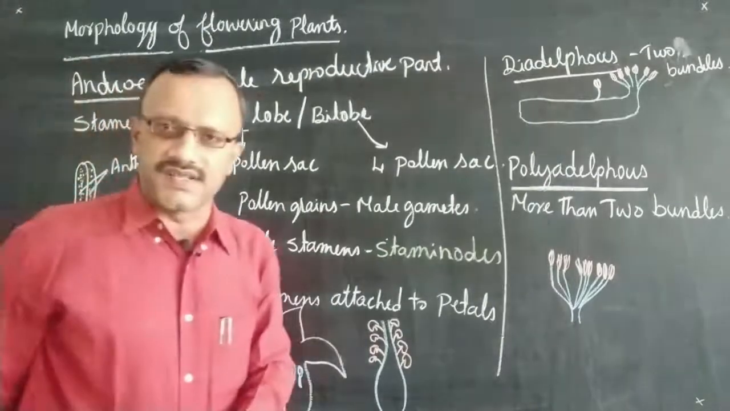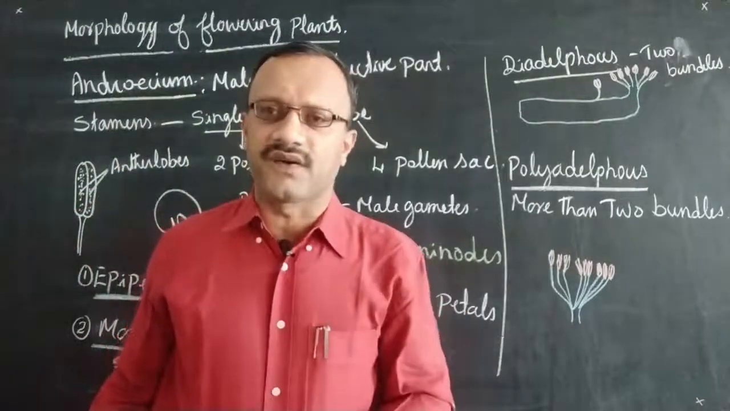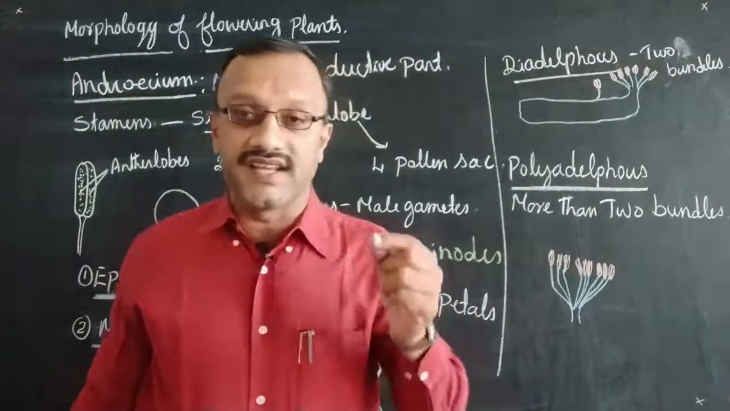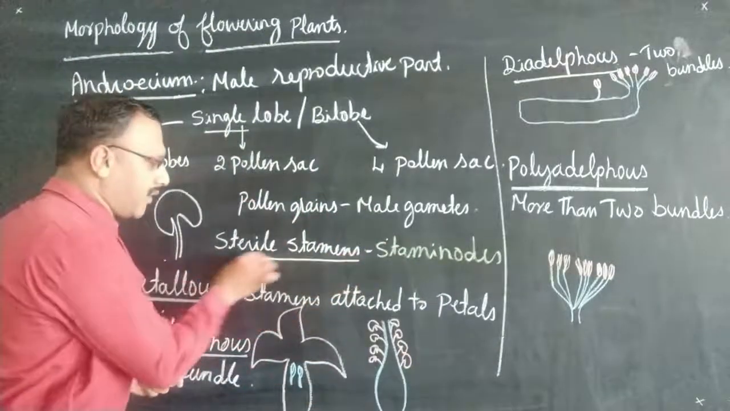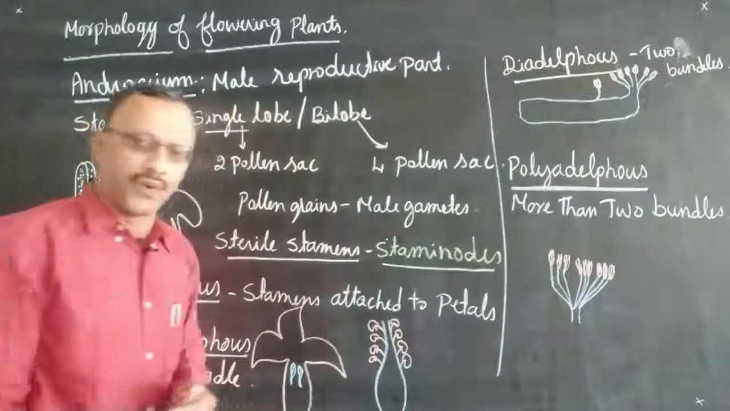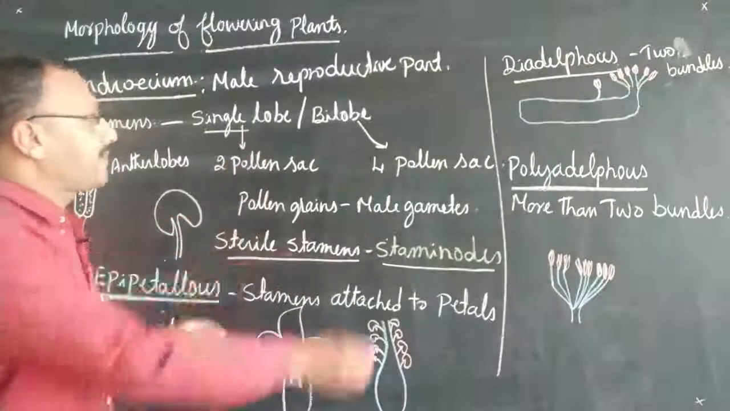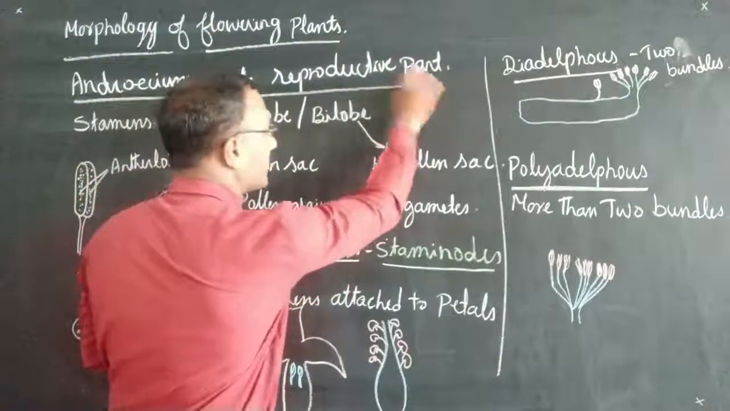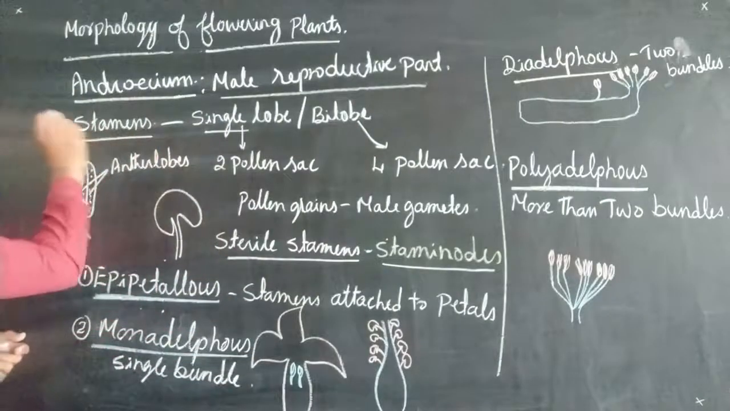show the presence of pollens, which is acting as a male gamete, which is meant for sexual reproduction, and if it is a sterile stamen, unable to produce any pollens, then that sterile stamen is called staminode. Okay, so this is called as a male reproductive part called androecium, which is made up of units called the stamens.